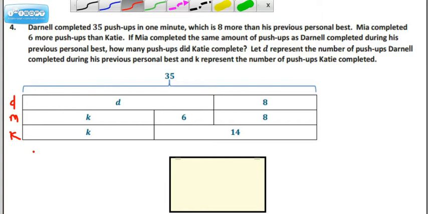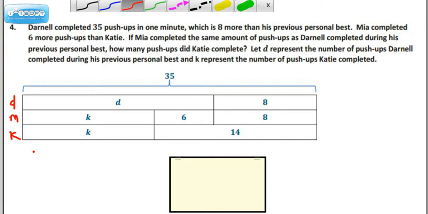This particular question reads, Darnell completed 35 push-ups in 1 minute, which is 8 more than his previous personal best. Mia completed 6 more push-ups than Katie. If Mia completed the same amount of push-ups as Darnell completed during his previous personal best, how many push-ups did Katie complete? Let D represent the number of push-ups Darnell completed during his previous personal best, and K represent the number of push-ups Katie completed.